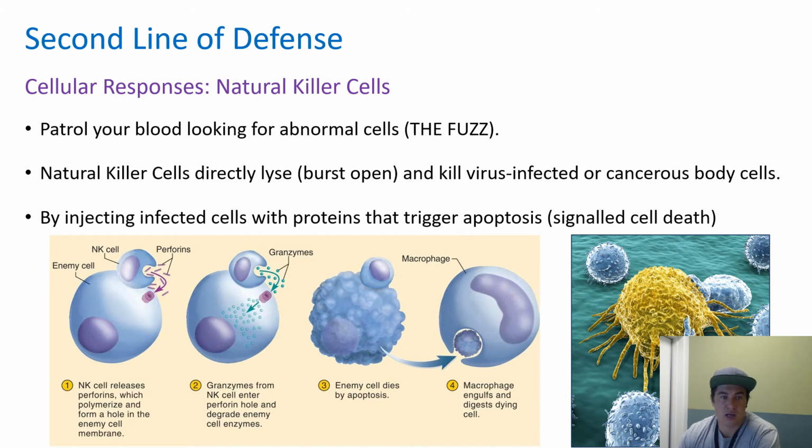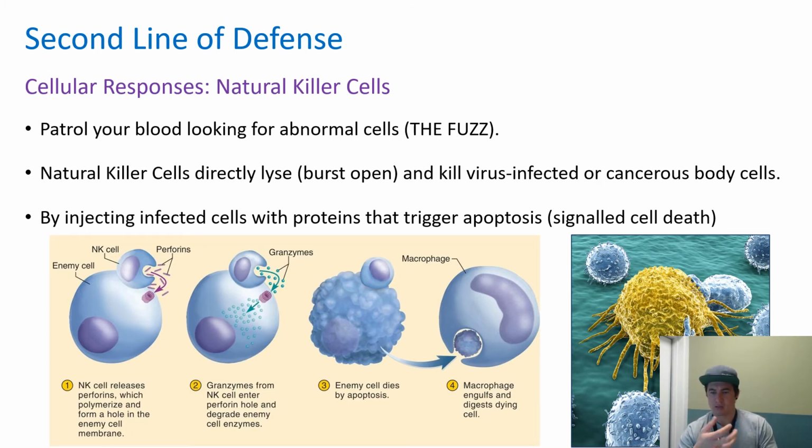Now this is called our natural killer cells. These are white blood cells that patrol your blood, looking for abnormal cells. So think of it as like a police force of the system. They're going around identifying and checking up on your own cells to see if they've been invaded or infected. So they directly lyse or bust open and kill virus-infected or cancerous body cells.